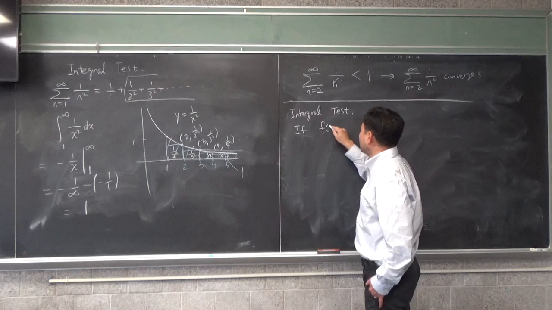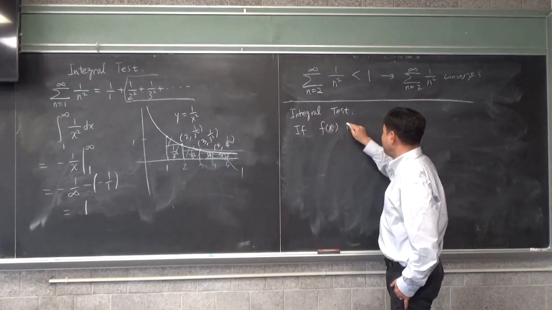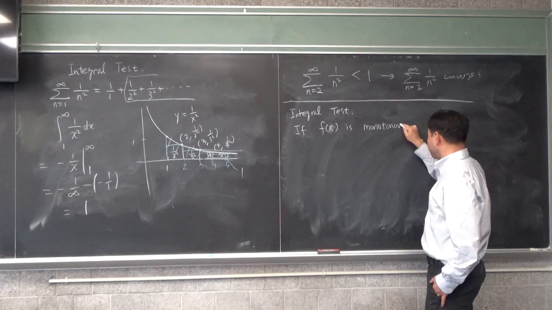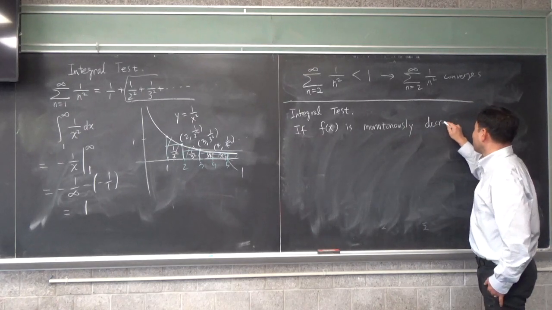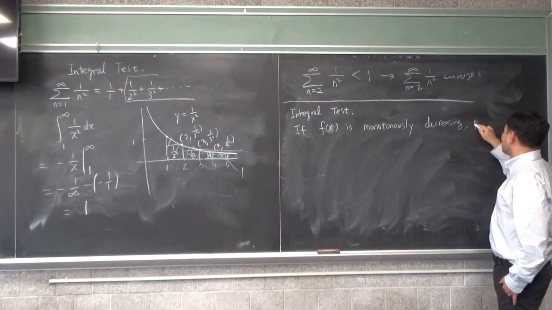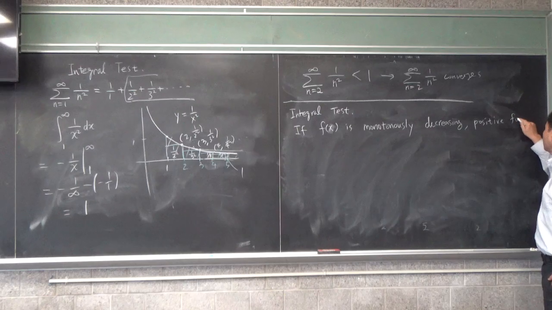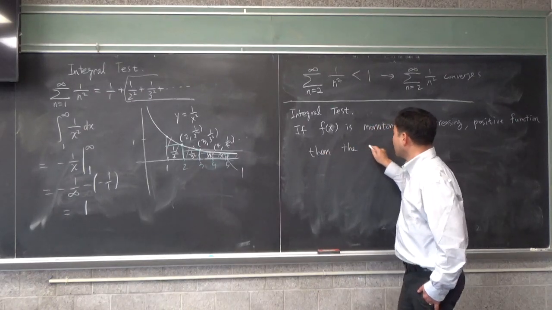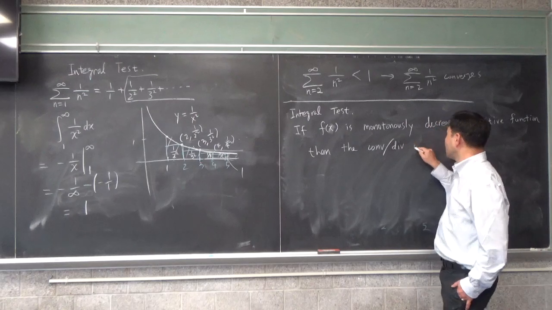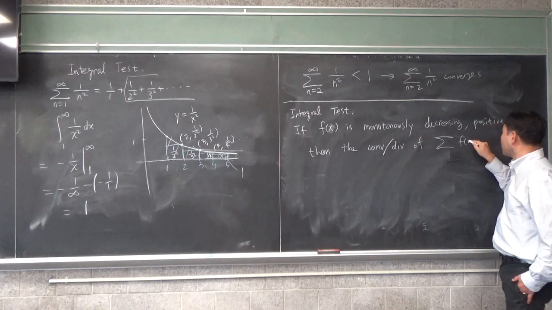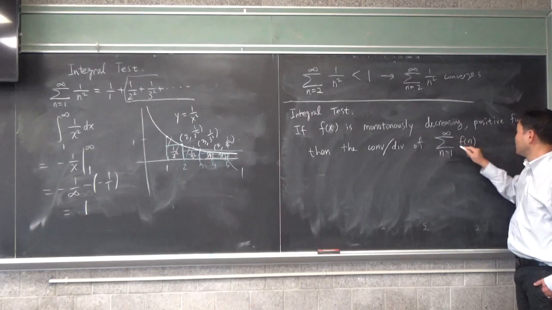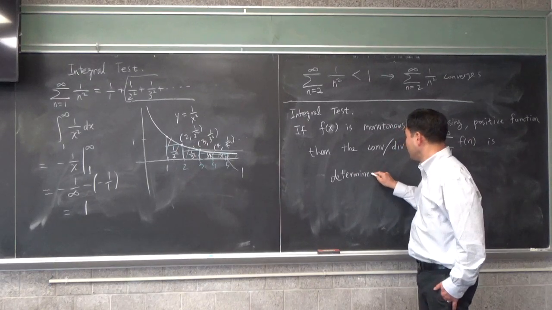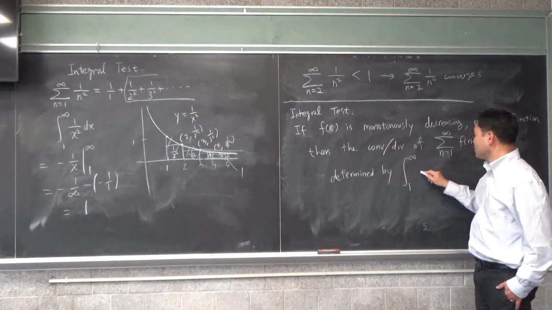If f of x is a monotonously decreasing function, positive function, then the convergence or the divergence of summation of f of n is determined by the integral from 1 through infinity of f of x dx.